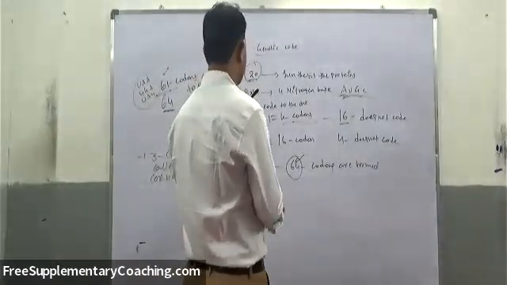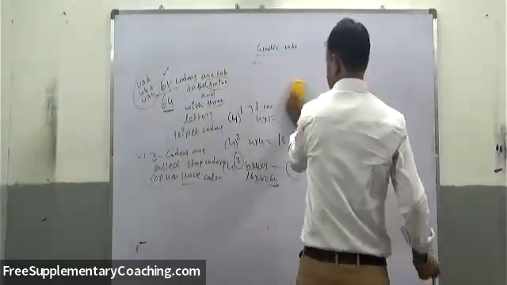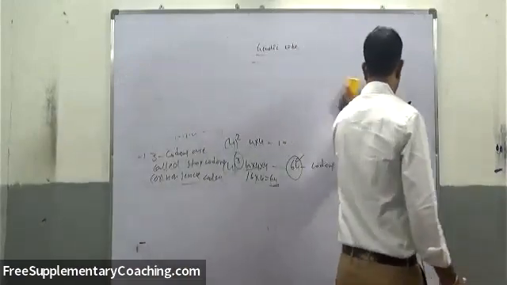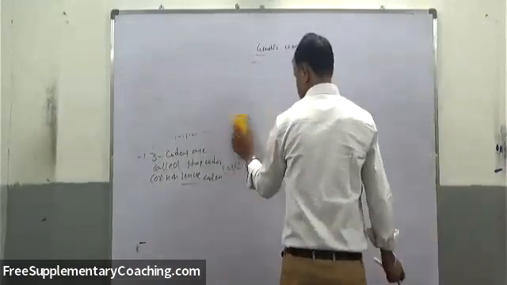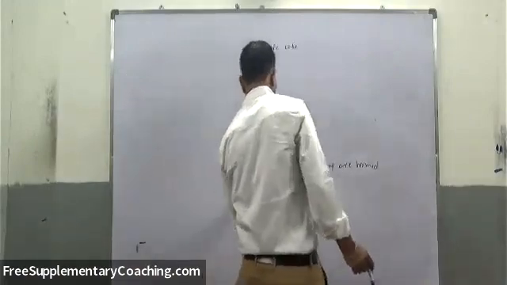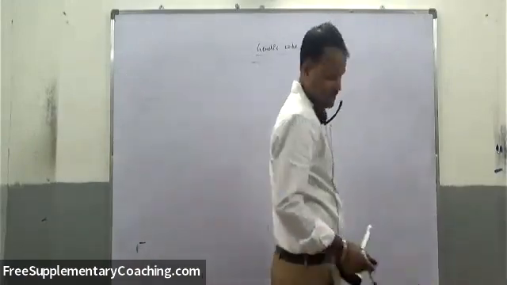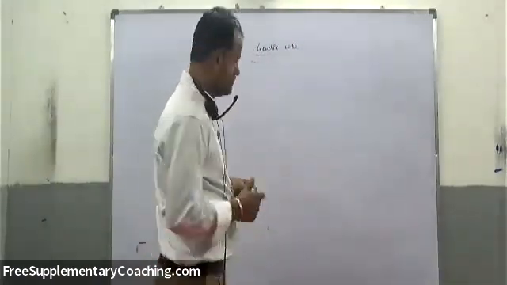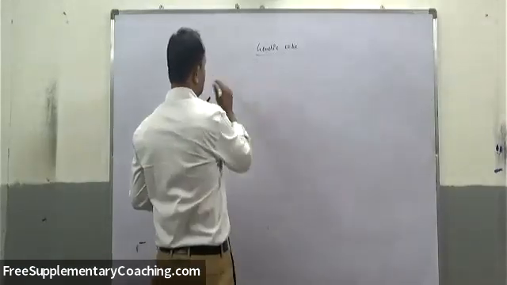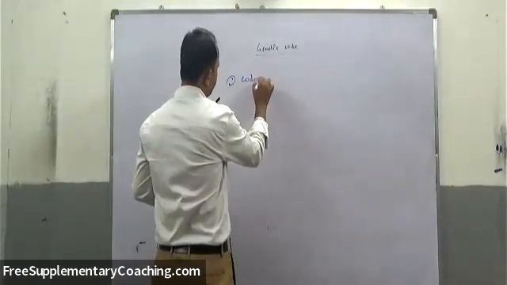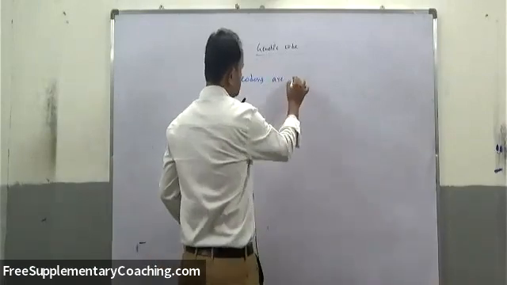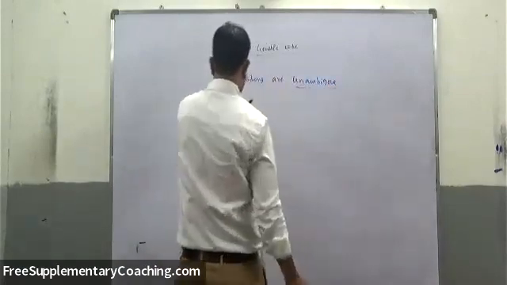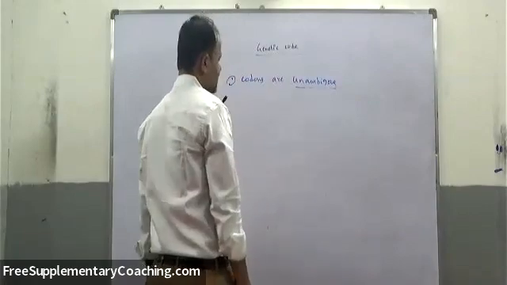Salient features of the genetic code. Okay. First one, codons are unambiguous. Codons are unambiguous means one codon codes for only one amino acid.